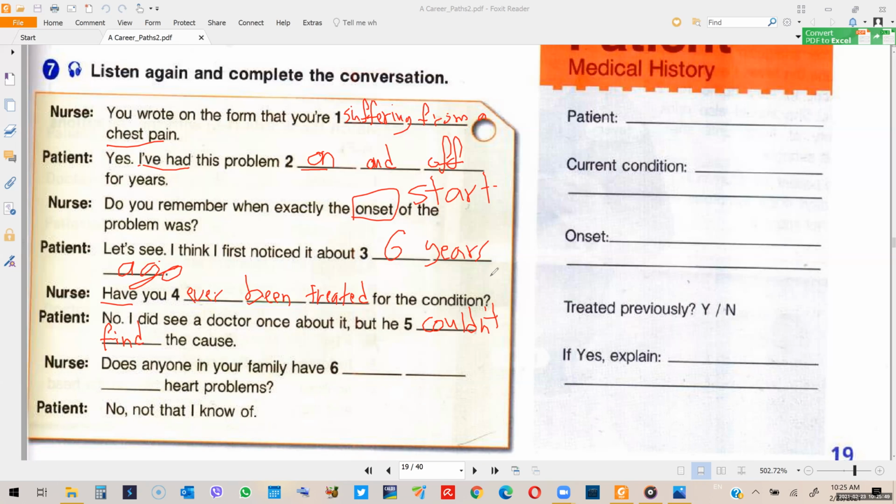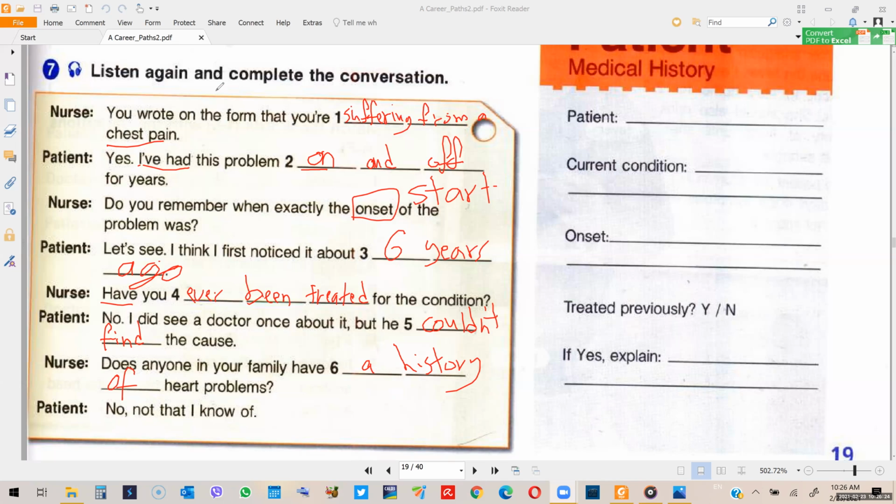Okay, now finally, question about the history of the family. Does anyone in your family have a history of heart problems? No, not that I know of. Does anyone in your family have a history of heart problems? A history of heart problems.